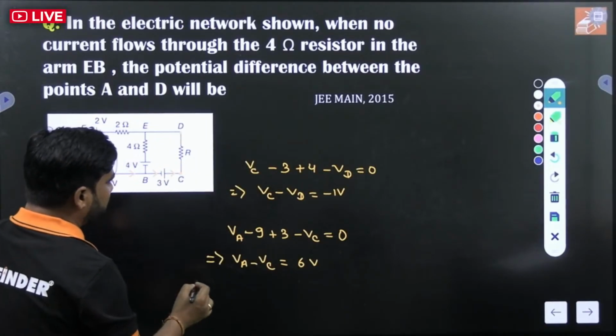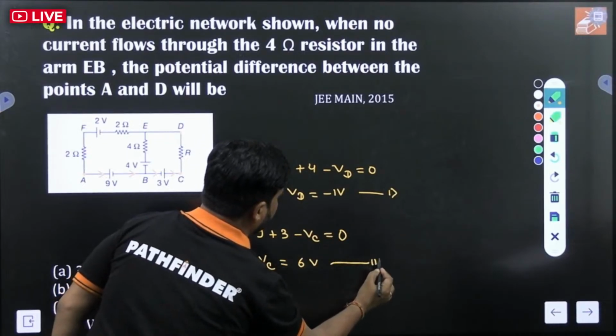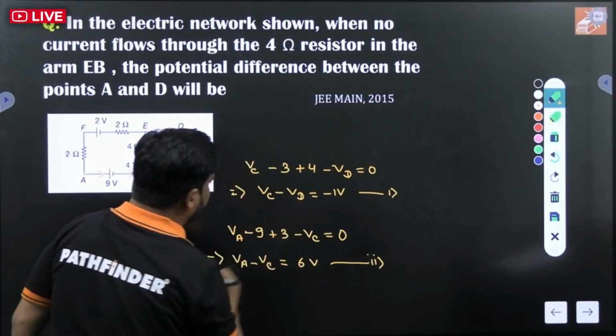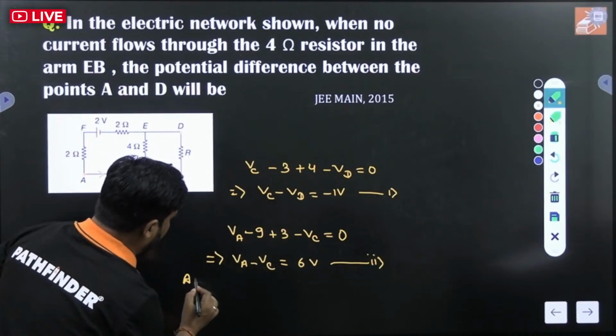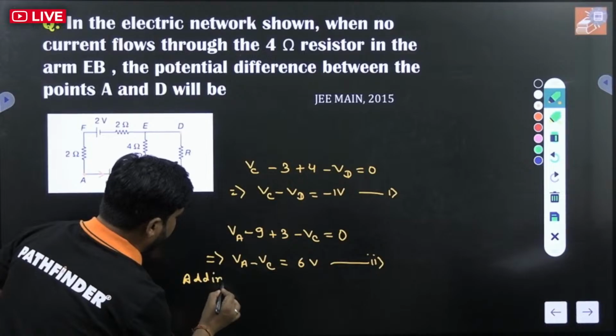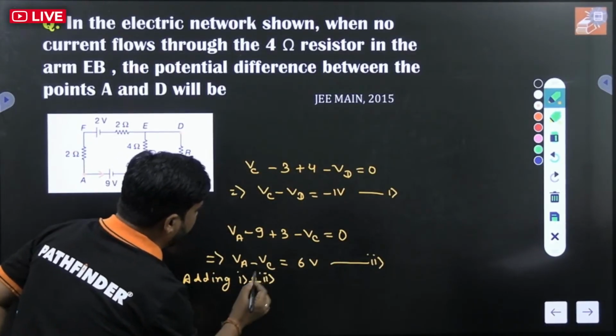नाउ दिस इज योर इक्वेशन नंबर 1, this is your equation number 2. Just add this. VC will be cancelled out. So after adding equations 1 and 2, what you are going to get?